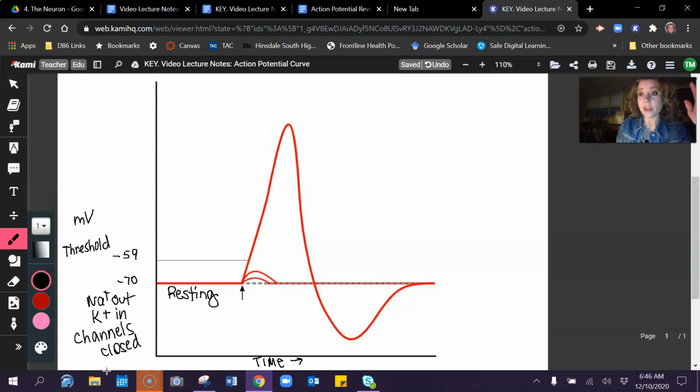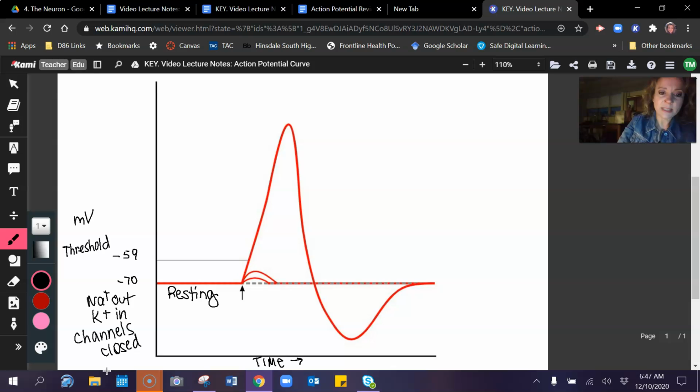Because remember your number line, right? Negative 70 is more negative than a negative 59. So when we're rising from negative 70 to negative 69, it must be because we have some positively charged particles that are entering the cell. And that's exactly what happens. We need to have enough sodium entering the cell. Sodium has a positive charge, sodium ions, I should say. We need to have enough sodium ions entering the cell in order to raise our membrane potential from negative 70 up to negative 59 in order for an action potential to occur. If that doesn't happen, then the action potential will not occur.